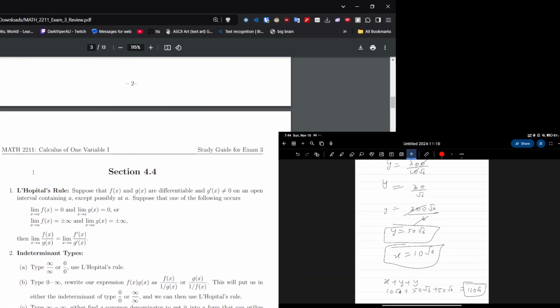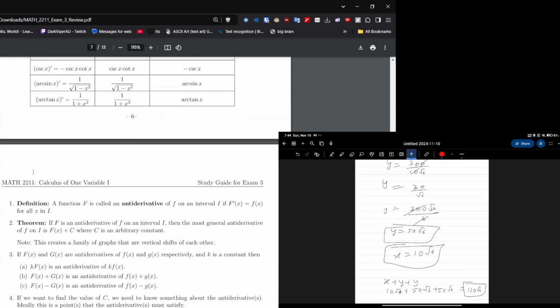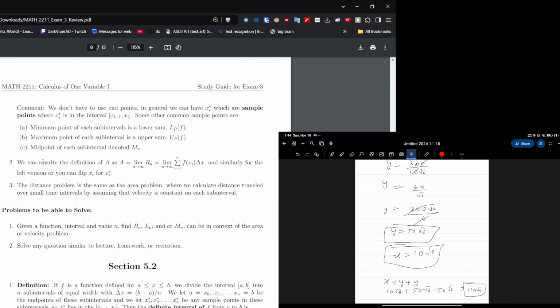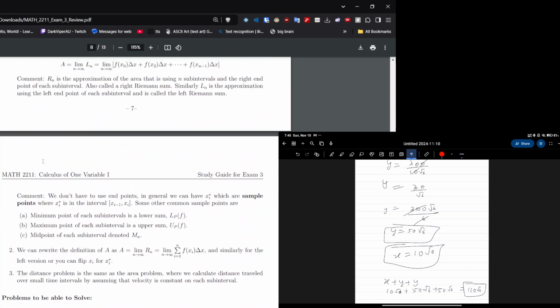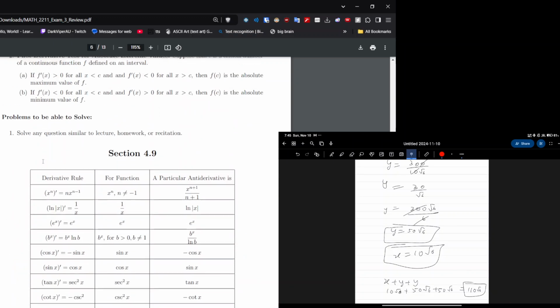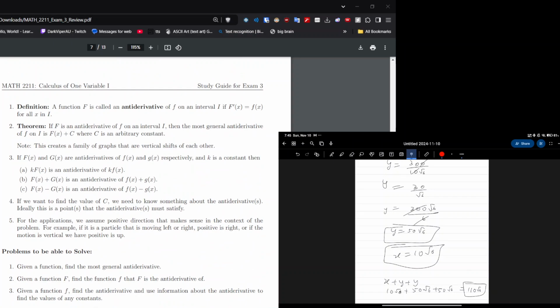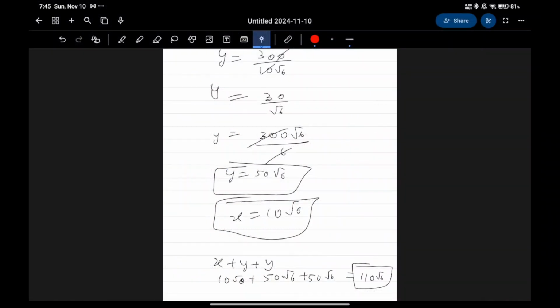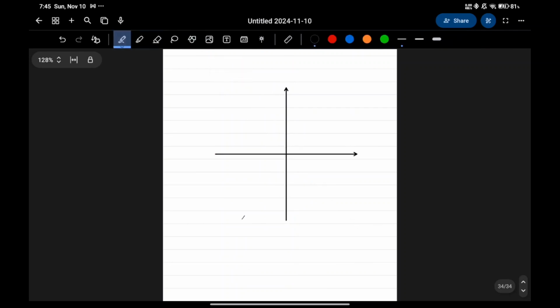Okay, first, antiderivatives. What are they? So let's compare with derivatives, right? Derivatives were going inside. It was zooming in. Derivatives were zooming in. They were finding the slope of the equation at a particular point.